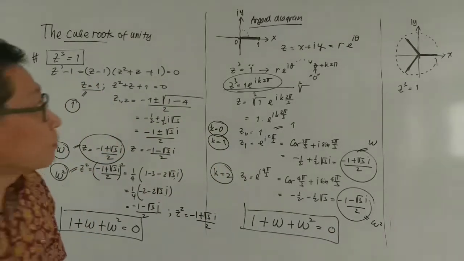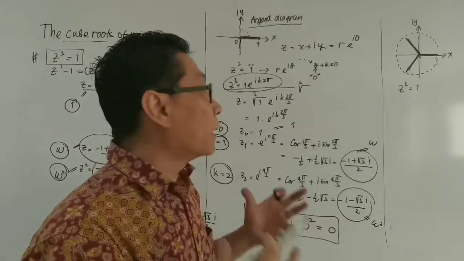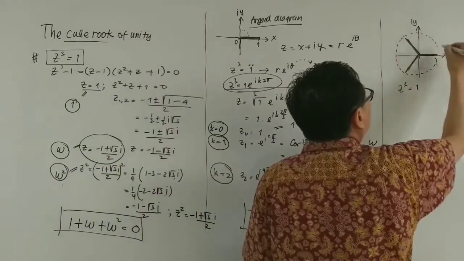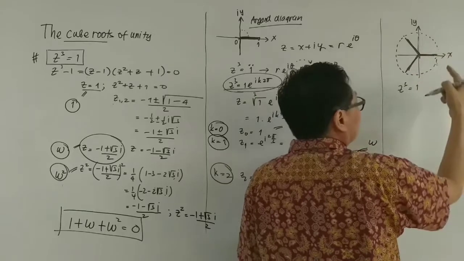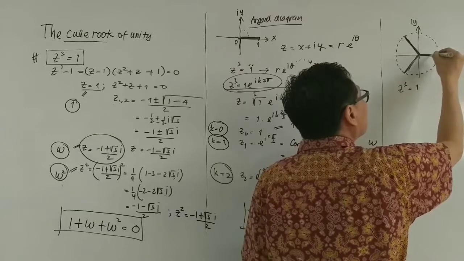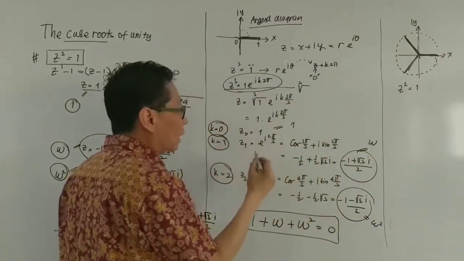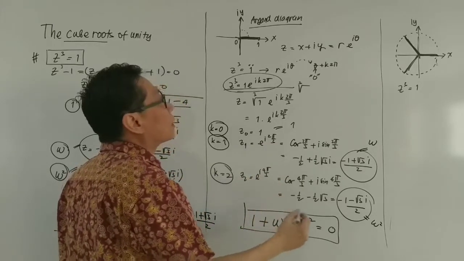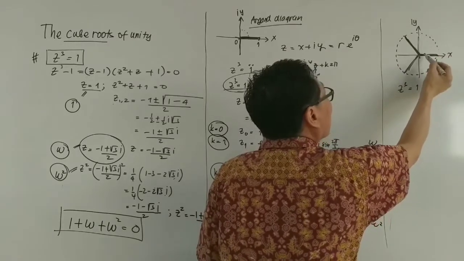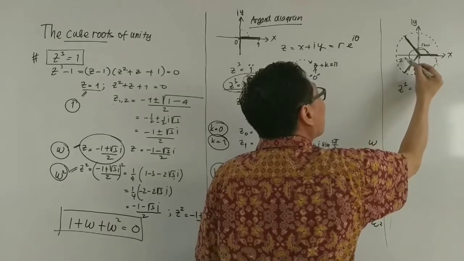As we know, if we have a cube root, we can draw a diagram like this. Because we have 3 roots, this is root 0, and the argument is 0. The next argument is 120 degrees, and the next argument is 240 degrees.